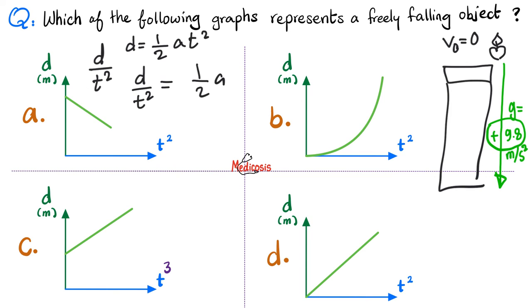Half of a. So the slope of this line equals half of a. How about the slope of this curved line? Half of a. How about the slope of this? Well, it's not half of a, but it's something close. It has to do with acceleration. How about this? The slope is half of a.